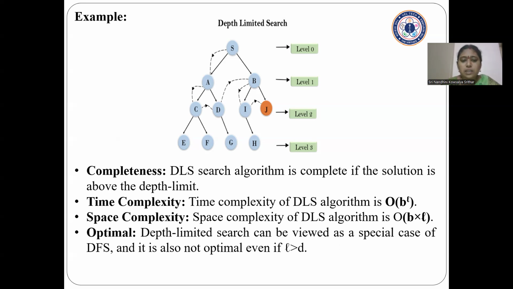Completeness of the depth limited search algorithm: it is complete, but if the solution is beyond the depth limit, then it is not complete. The time complexity is order of B power L, and the space complexity is order of B into L. Then optimality: it can be viewed as a special case of depth first search, and it is also not optimal, because if the goal node is beyond the depth limit, we cannot find the solution.